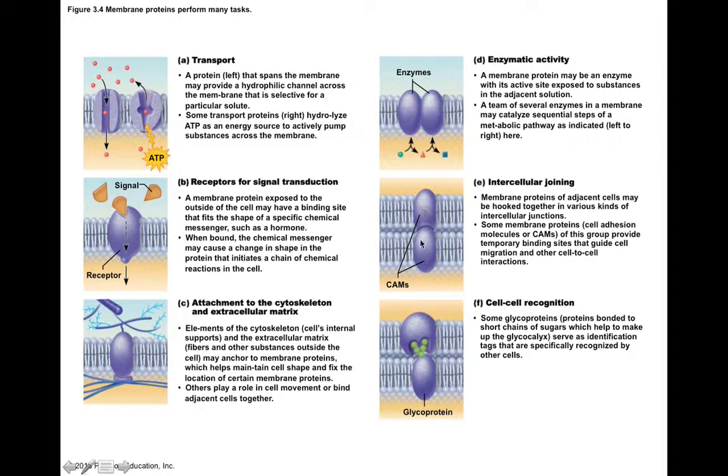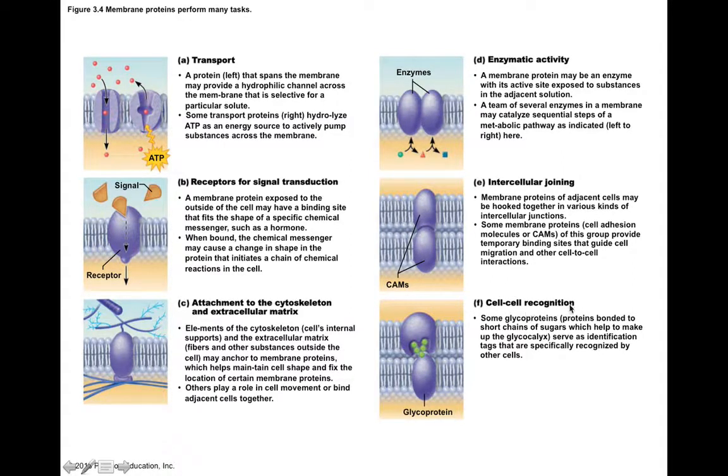Some membrane proteins are involved with intercellular joining, where basically this is one membrane of a cell here, this is the membrane of a different cell here, and you can see that these two cells are really close together because these plasma membranes, the proteins are actually interlocked and interjoined. We call these cell adhesion molecules, and they actually help for binding between different cells.